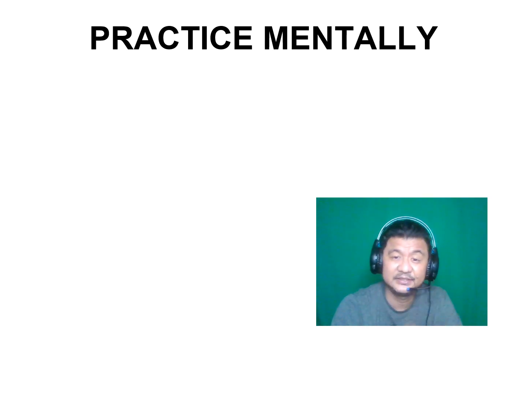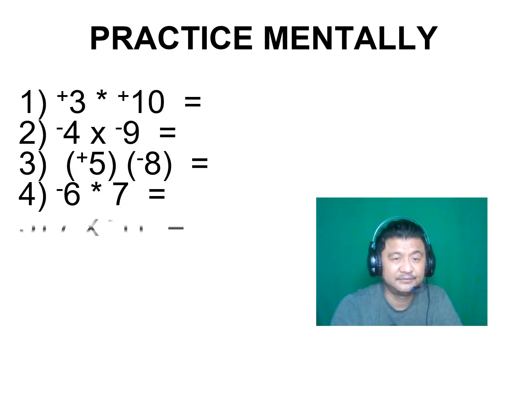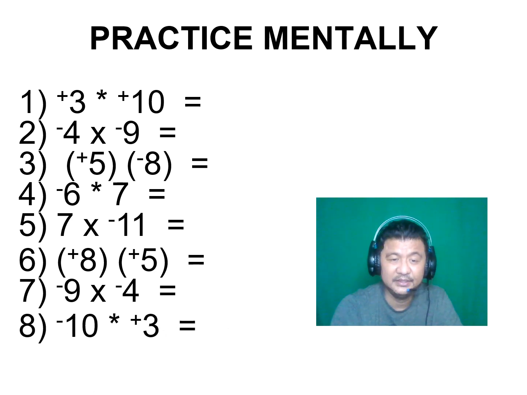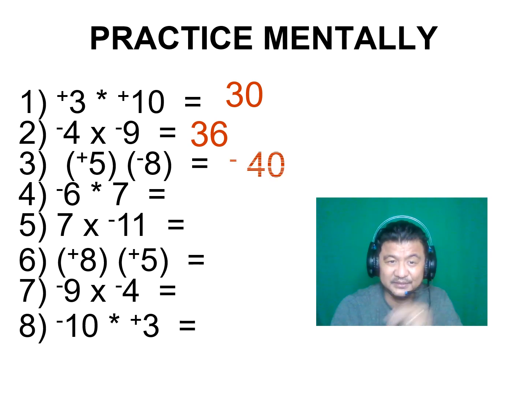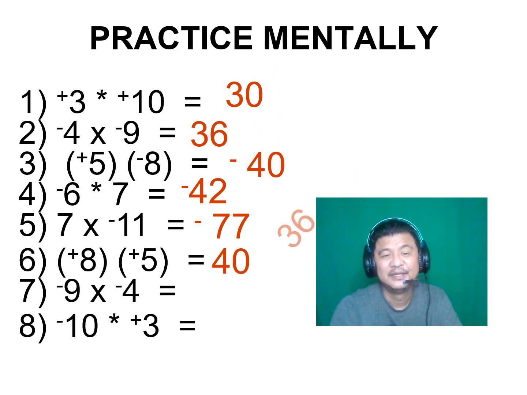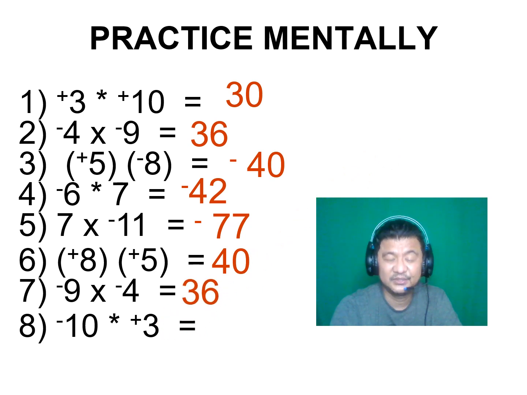Now, let's practice this mentally. Okay, I have some examples for you. Answer it first mentally, and then let's see if you get it right. Correct. The first one is 30. Next is 36. Same sign, positive. I have different signs, therefore negative 42. Yes, different sign, negative. Positive 40, 36, because they have the same signs. And the last one is negative 30.